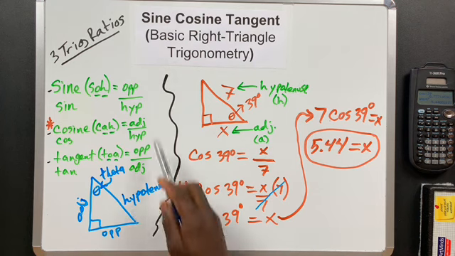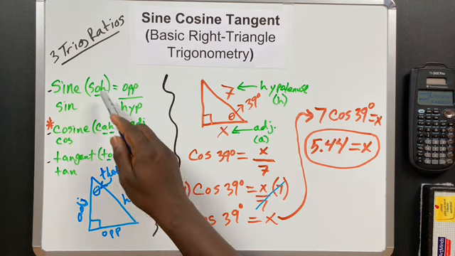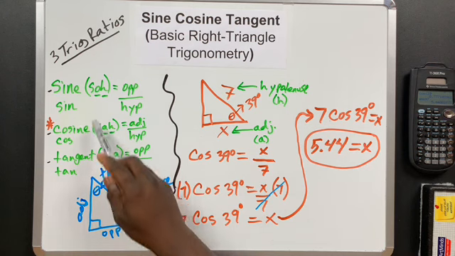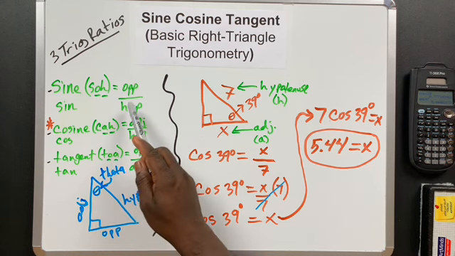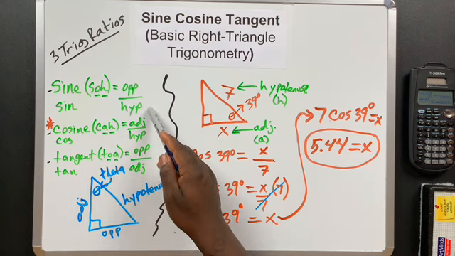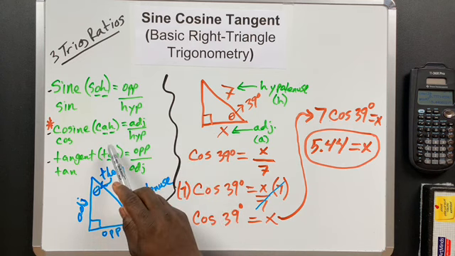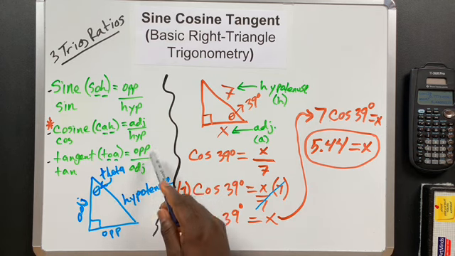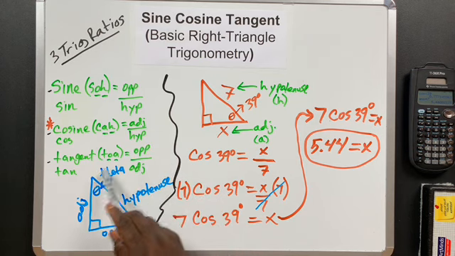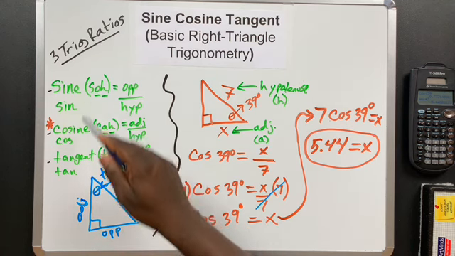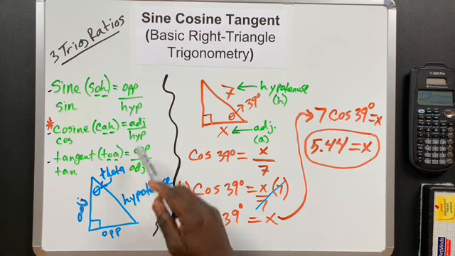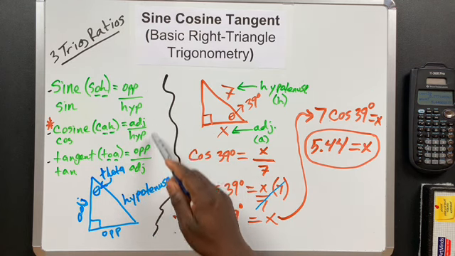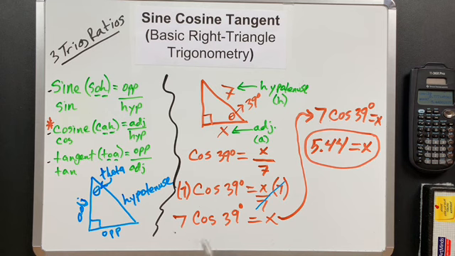First, I would recommend that you memorize Soh Cah Toa. If you memorize Soh Cah Toa, you'll automatically know that sine means opposite over hypotenuse for Soh. Cah means adjacent over hypotenuse. Toa means opposite over adjacent for tangent, okay? So if you commit Soh Cah Toa to memory, you'll automatically know how to write the trigonometric ratio. All right, so what did we do?